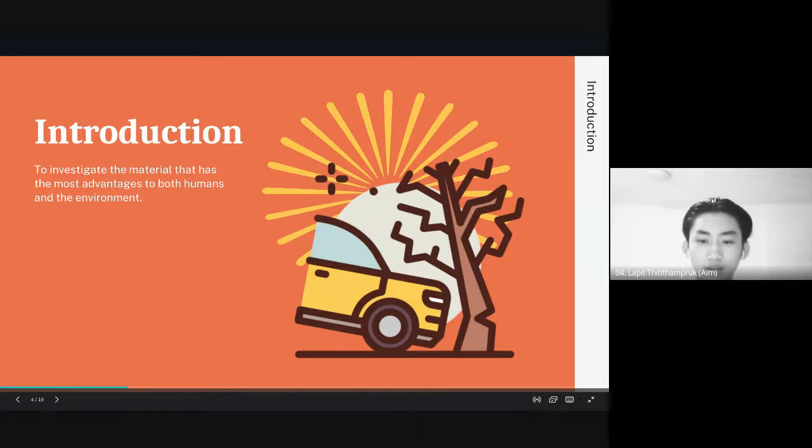So approximately 1.3 million people die every year because of road traffic crashes. So road traffic safety is becoming more important and getting more attention from institutions. This awareness relates to the barrier, which plays an important role in reducing road traffic accidents. Thus, we decided to investigate the material that has the most advantages to both humans and the environment. The concentration of this project is the car damage.